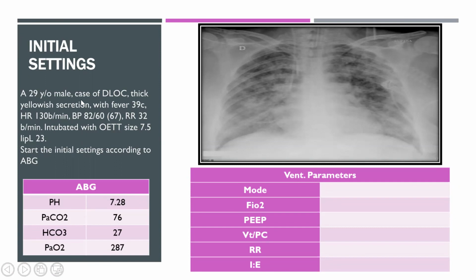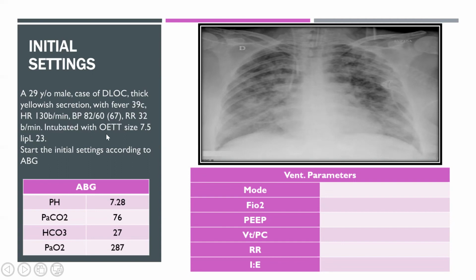A 29 years old male, case of DLOC. What do we mean by DLOC? Decreased level of consciousness. Whenever we have a patient with GCS below 8, we intubate them immediately. Here we have a sign of infection, thick yellowish secretion with fever, 39 degrees Celsius. And the heart rate is tachycardic, 130. The blood pressure is hypotensive. But in my ICU, the protocol, the policy, is acceptable if the MAP is more than 60. The RR is tachypneic, 32.